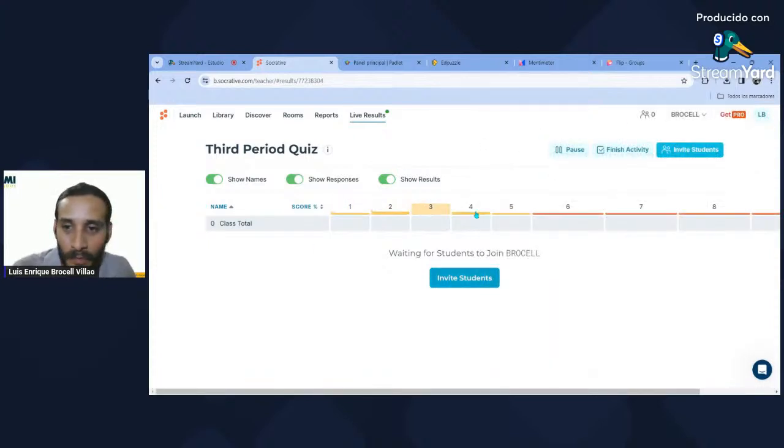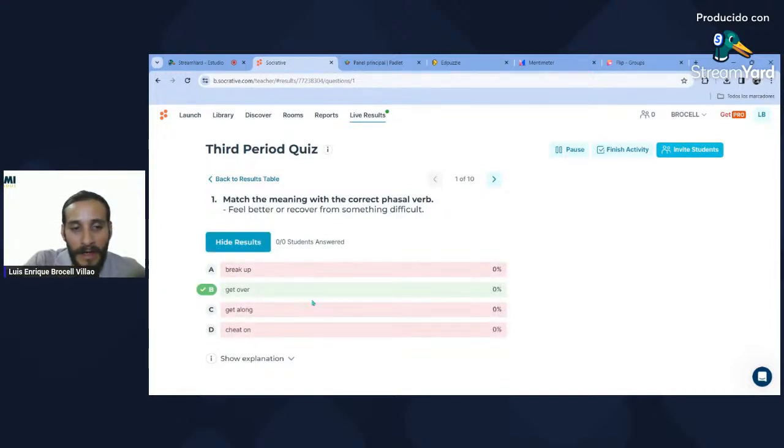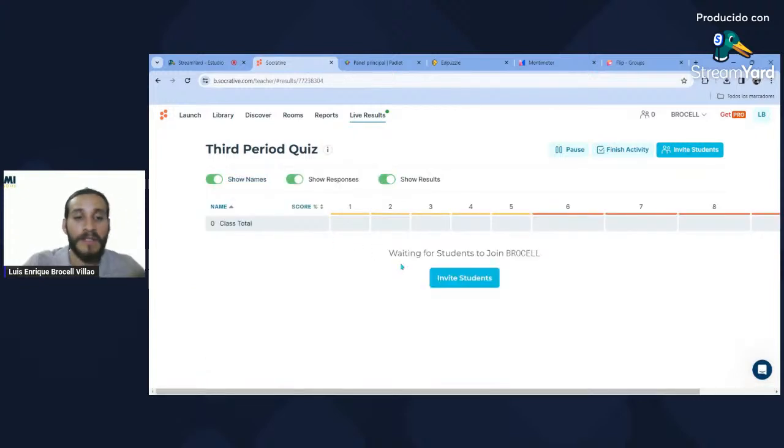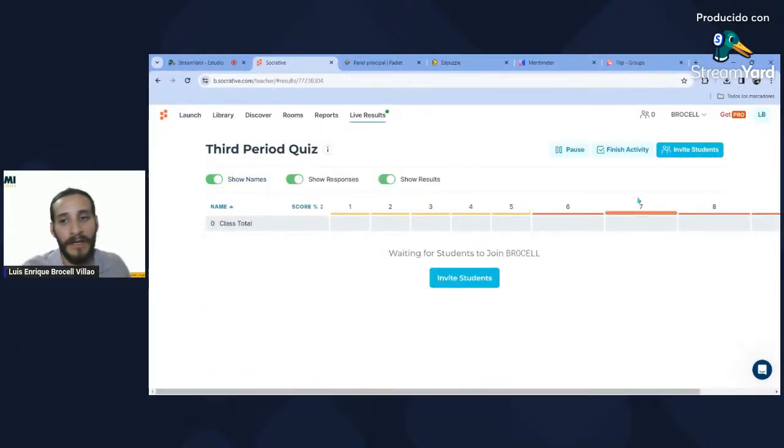Here are the questions that I have prepared before. This is question number one. Match the meaning with the correct phrasal verb: feel better or recover from something difficult. What is it? A breakout, get over, get along, cheat on. And here I can show the results for the correct answer. If one student answers, it is going to appear over here in the first question if it is correct or if it is wrong.